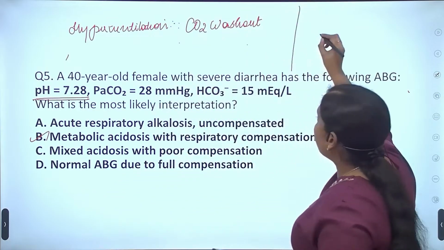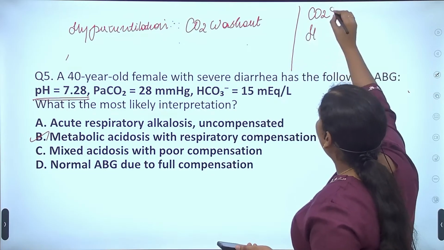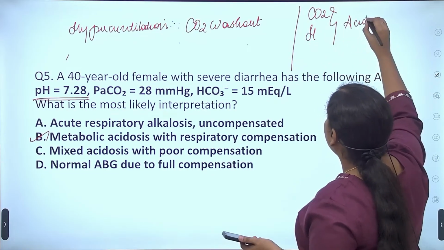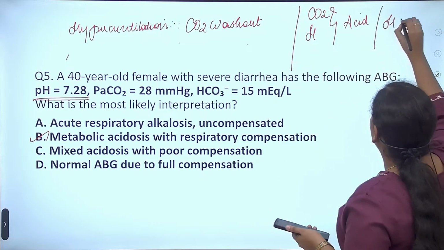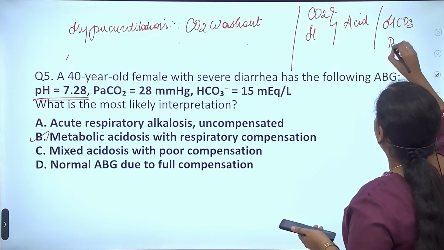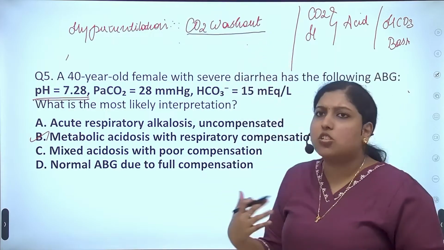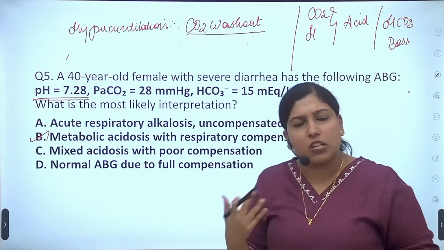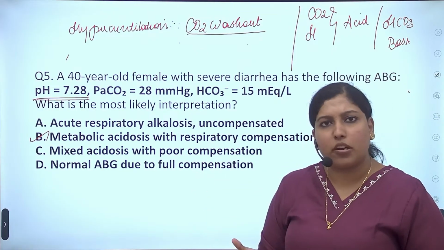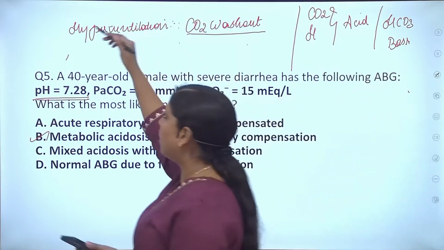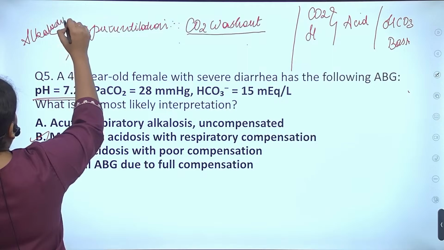And the most important basic point I said to you is CO2 and hydrogen are acid components, whereas your HCO3 is a base component, right? So if CO2 is getting washed out more from my body, will I go for acidosis? The acid, carbonic acid, is not accumulated in my body. So obviously I will go for alkalosis. The patient will be going for alkalosis only, right?